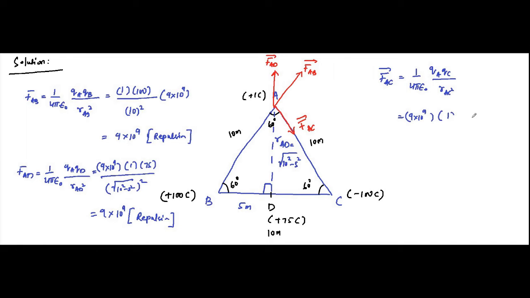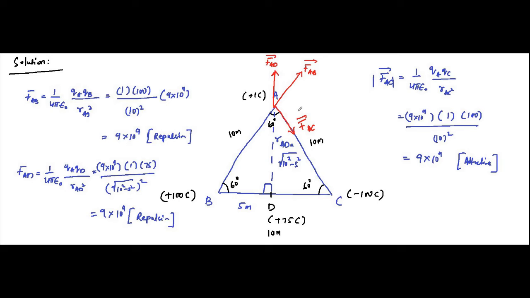QA is 1, this is minus 100, but put 100 here, we are only interested in the magnitude. That is equal to k by RAC, which is 10 meter whole square. 100 will get cancelled, this will be 9 into 10 to the power 9. This will be attractive in nature, attractive type force. Both these two, FAB and FAD, are repulsive in nature, they are directed away from the charge, and this is towards, in between these two interactions.